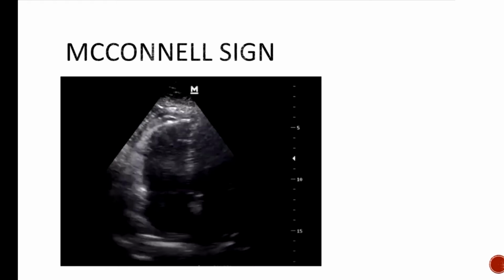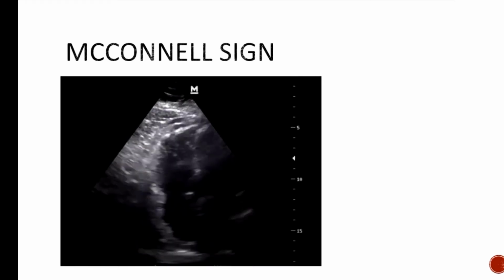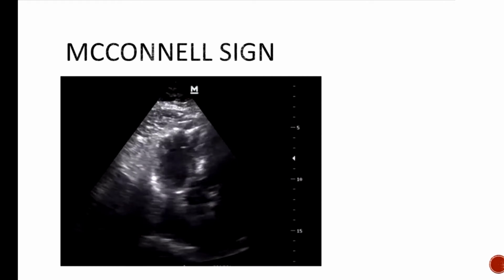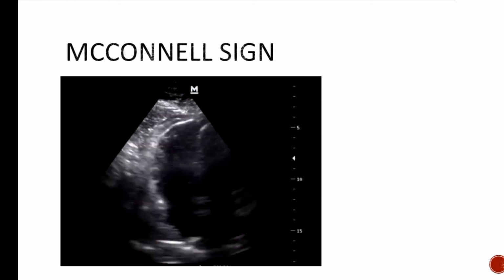So there's another sign called the McConnell sign. Do you guys know what this is to help you diagnose? PE, right? Most people you'll see on echo reports: McConnell sign, high risk for PE. But McConnell sign can be present in all causes of acute pulmonary hypertension, right? And what is McConnell sign? Can anybody tell me?